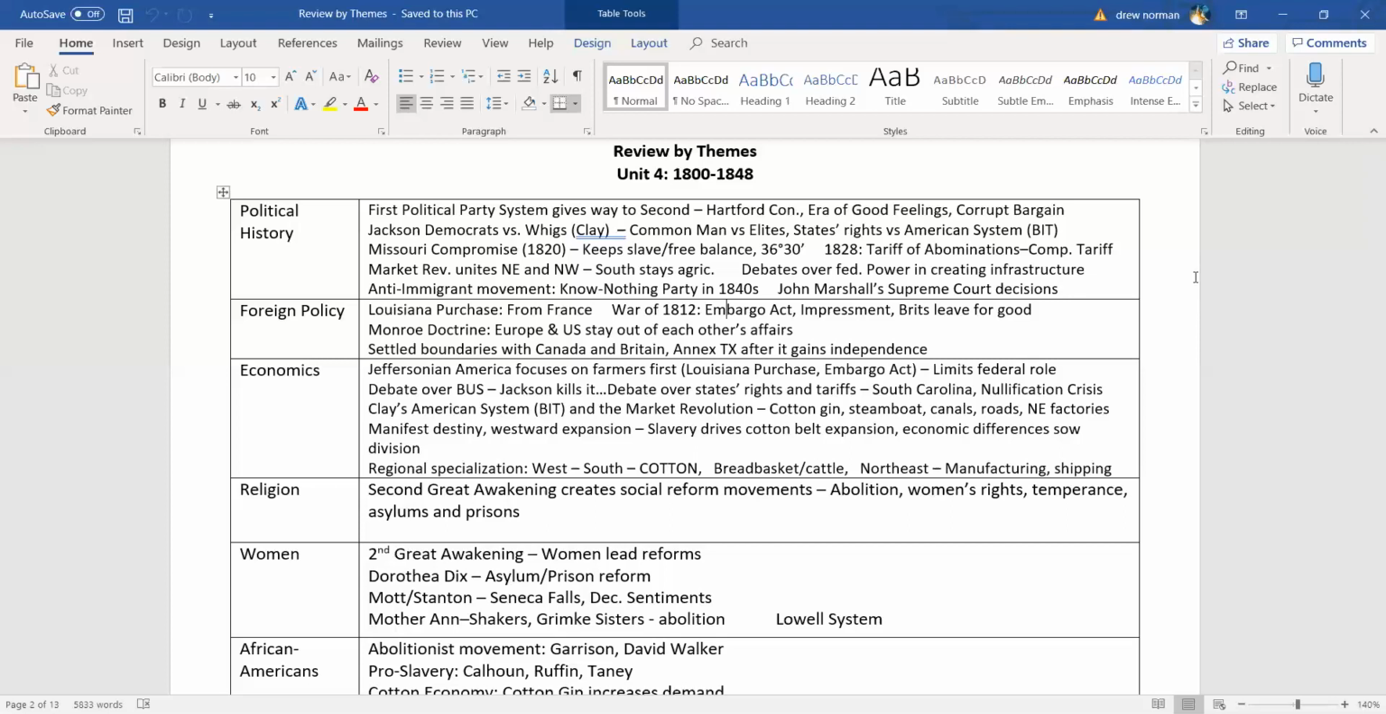Other political ideas, which we'll go over in the immigrant section, include the Know Nothing Party. As immigrants flood us, especially those from Ireland and Germany, they're not really welcomed here. And so we have our first anti-immigrant political party, called the Know Nothing Party.